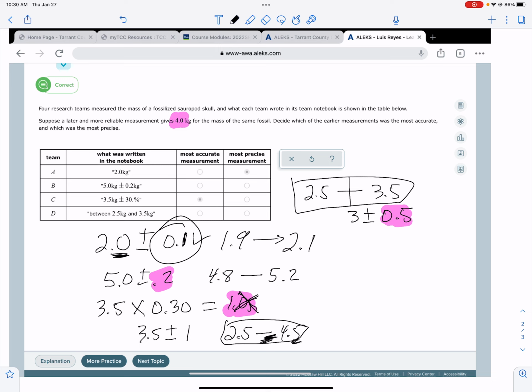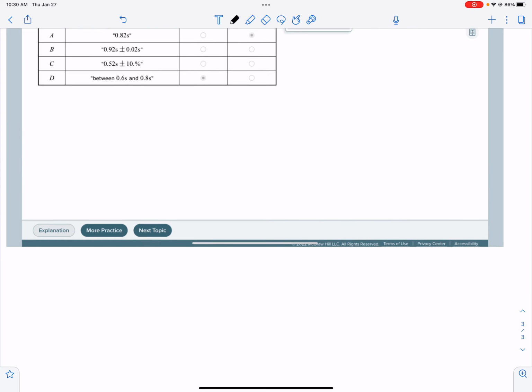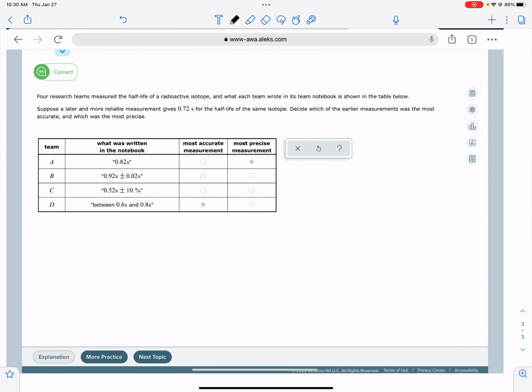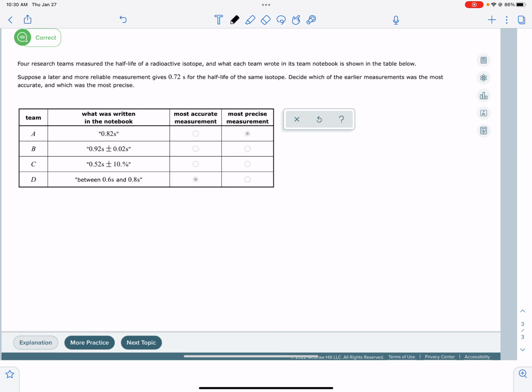So if you still didn't get it, let's do one more. If not, go ahead and press on with something else. Let's do one more. So how come D is the most accurate and A is the most precise? Well, the true value is 0.72. So the most accurate had to ideally contain that number, and if it doesn't contain that number, be as close as possible to that number.